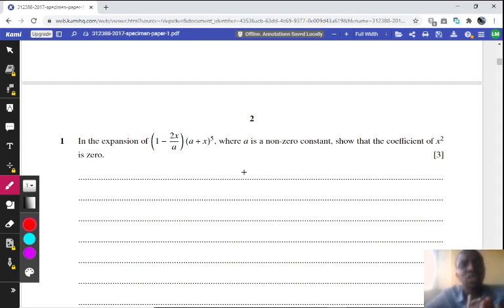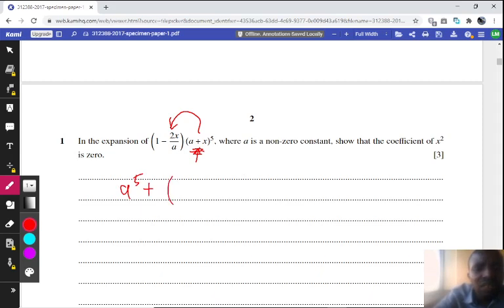First, what you are supposed to do, guys, is deal with this one first. Then after dealing with this one, you expand this one. After expanding, you multiply with this bracket. So first, let's expand that one. It will be a to the power 5 plus 5 choose 1, a to the power 5 minus 1, which is 4, times x to the power 1, plus 5 choose 2, a to the power 5 minus 2, which is 3, times x to the power 2.